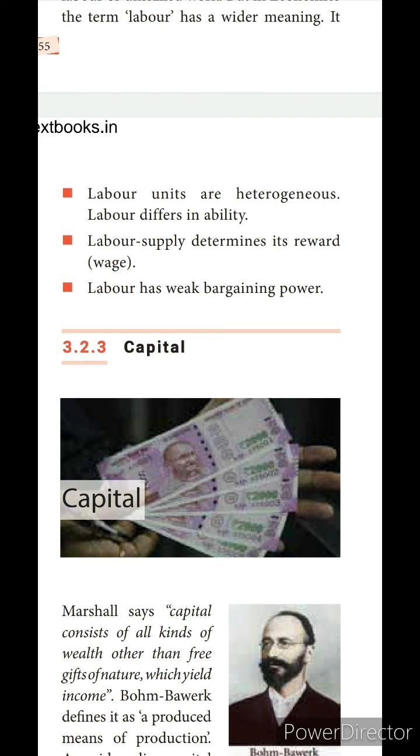Capital gets the reward as interest. The organizer gets the reward as profit. That means everyone receives a reward, and it differs for each. Labor supply determines its reward. As I told you, labor has weak bargaining power. It does not have powerful bargaining power, only weak bargaining power.